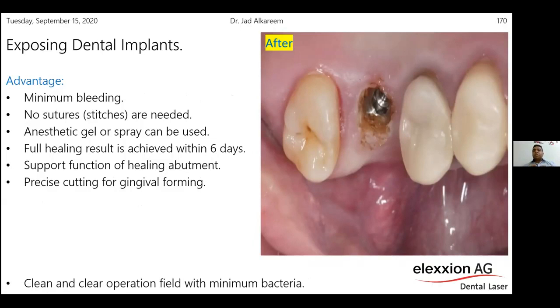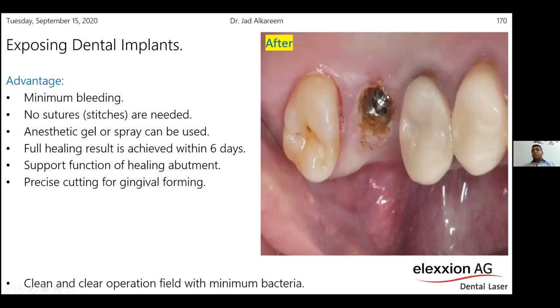You just do a small opening around the implant, and then you attach your gingival former or your healing abutment. This also gives more support to the prognosis and the healing around the gingival former, because when you expose the implant using the conventional method, opening with a scalpel and then suturing, that takes a long time to heal.